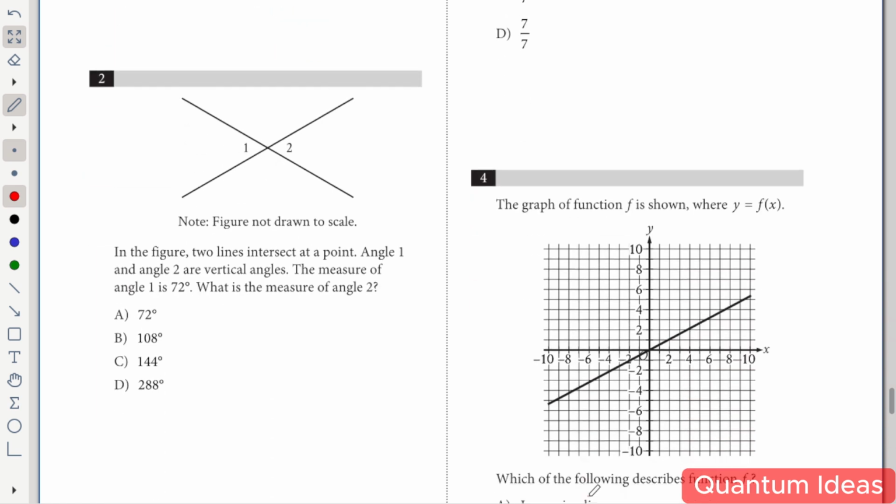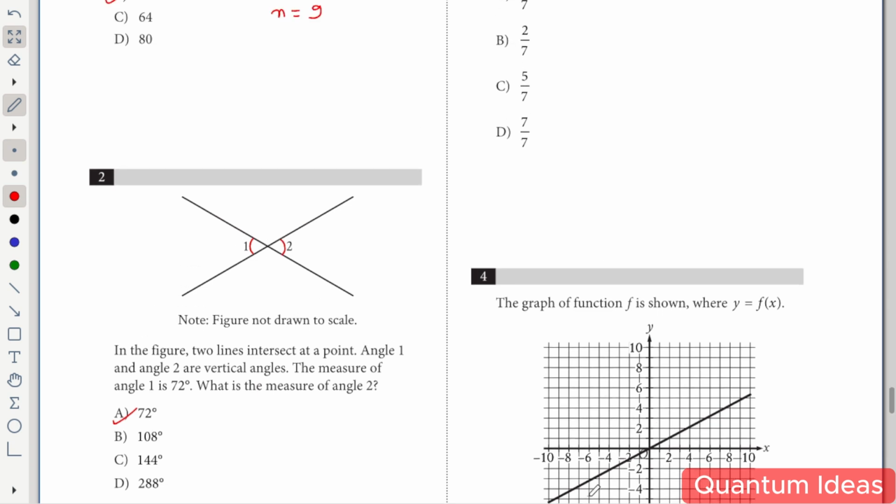Number 2. In the figure, two lines intersect at a point. Angle 1 and angle 2 are vertical angles. The measure of angle 1 is 72 degrees. This angle is 72. What is the measure of angle 2? Angle 2 will also be 72 degrees because this is a vertical opposite angle. So answer is A. So let's move to the next one.